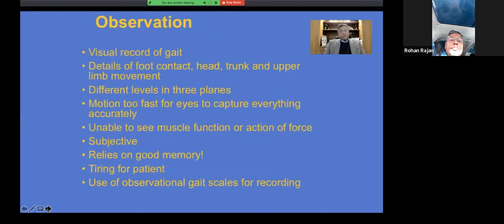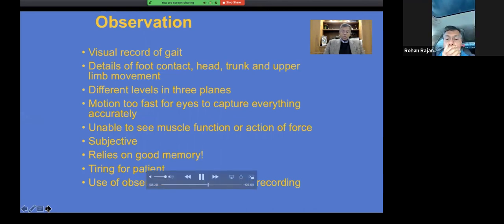Observational gait analysis is a visual record of gait. It relies on very good memory from you, but often the motion is too fast for your eyes to capture everything as you try to look at the different levels of the patient at different planes, from the head and the trunk and upper limb movement to the lower limb and foot contact, etc. It tends to be very tiring for the patients as you ask them to walk up and down several times so that you can gather your thoughts, and tends to be very subjective.